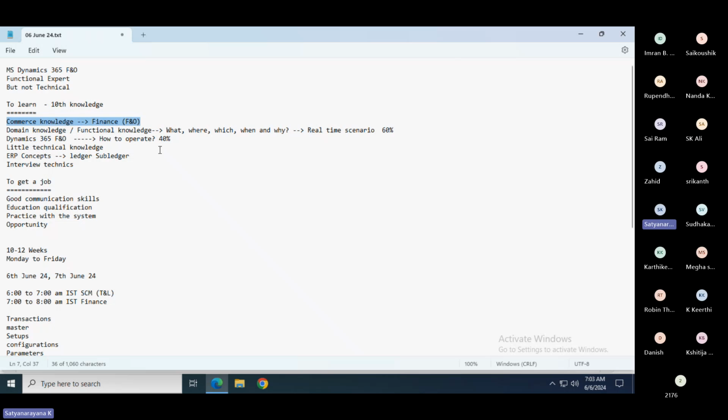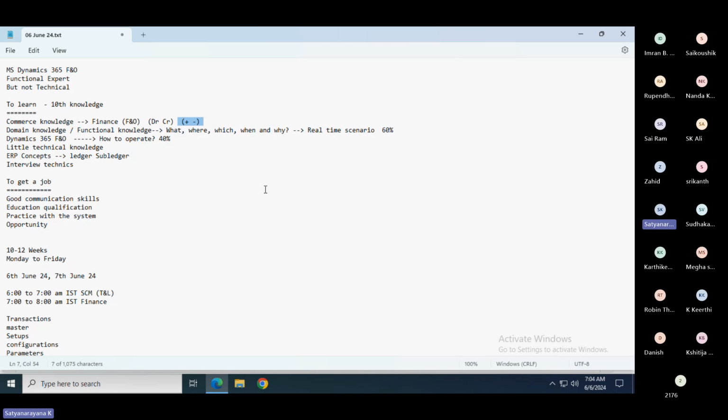Suppose you are a non-commerce background person, suppose you have completed BTech, then you don't know what is debit and what is credit. You should know debit and credit. Suppose you don't know debit and credit, but you know plus and minus. That is enough. Either you should know debit and credit, or you should know plus and minus. If you don't know debit and credit, I will explain it to you, but you should know plus and minus.